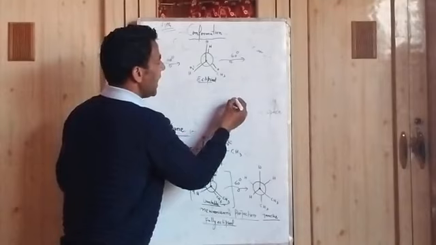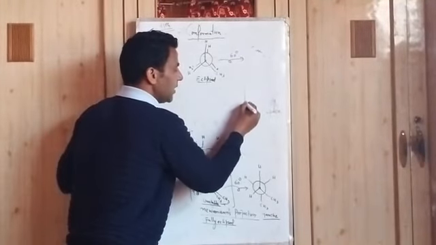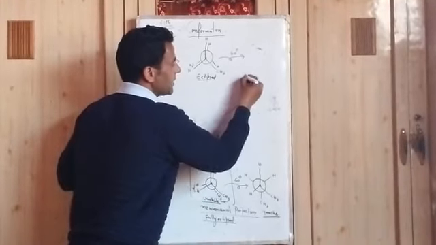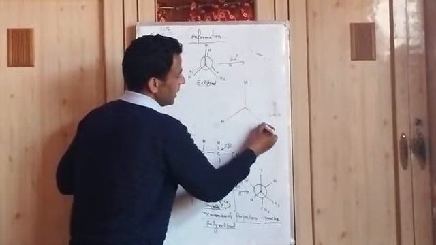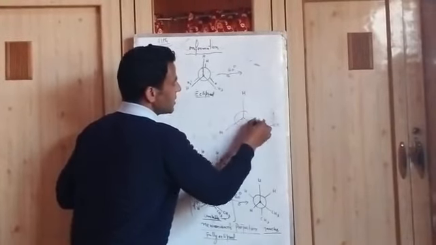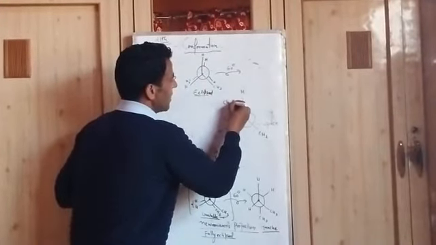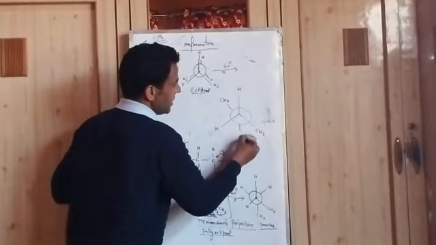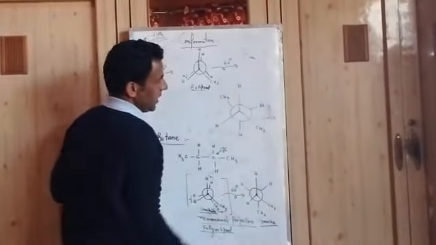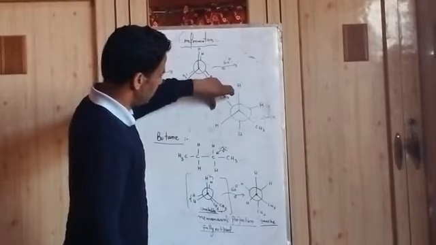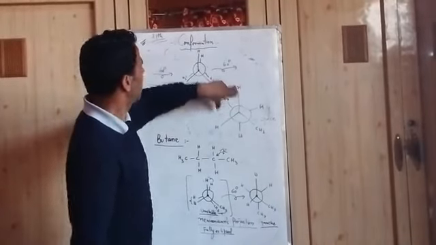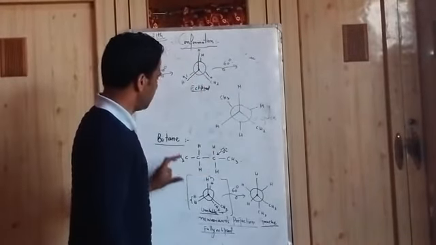We can similarly get another structure like this. For example, if we draw this, this is hydrogen, this is hydrogen, this is CH3. The structure may be like this. CH3 comes here, hydrogen comes here, and hydrogen comes here. Now see this very good compound. This is the conformation of this butane.